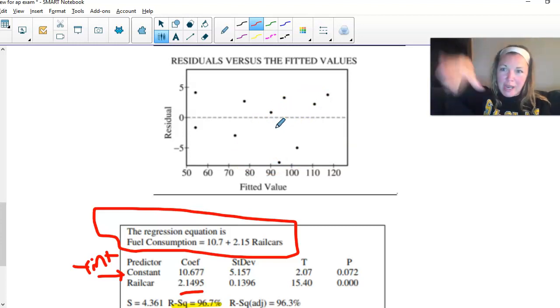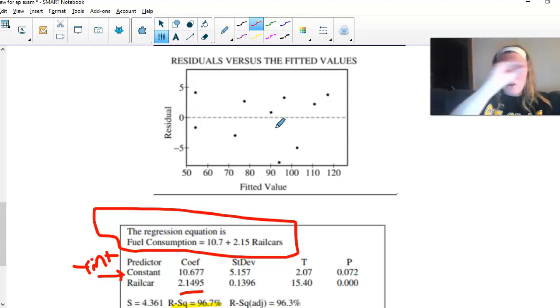The shape of that U or upside down U is a pattern, or that fan is a pattern. So there's no distinct U or fan, which is to say there's no distinct pattern. Therefore, the linear model is appropriate for prediction.